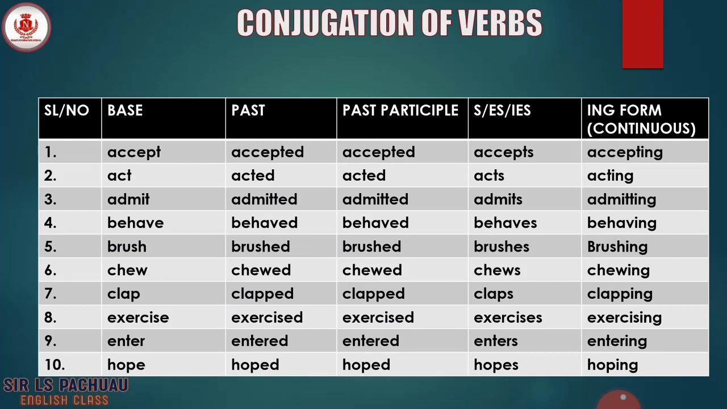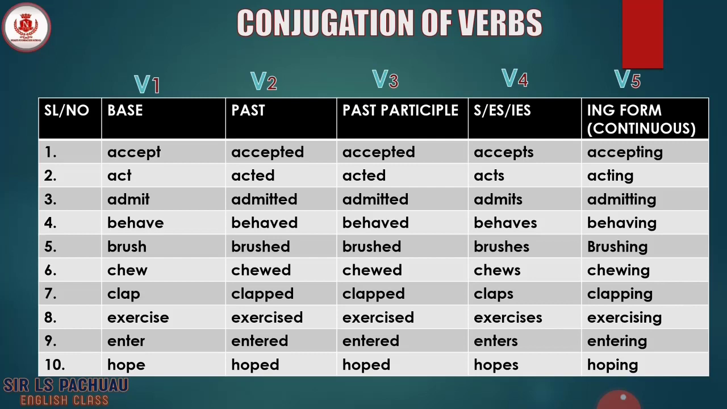We have these five forms of verbs. It's forms, not types. Right now we are learning forms of verbs. We have the base form, the past form, the past participle, the S/ES or IES form, and the ing form or continuous form. Sometimes we call them verb 1, verb 2, verb 3, verb 4, verb 5. Do not get confused.